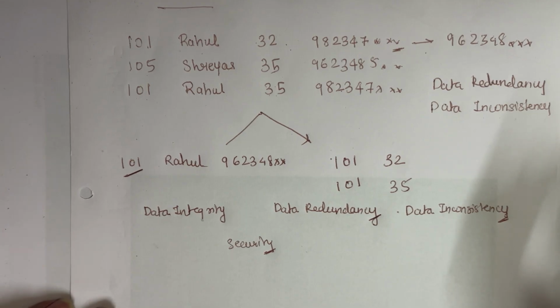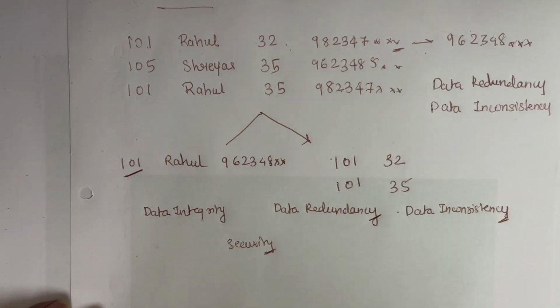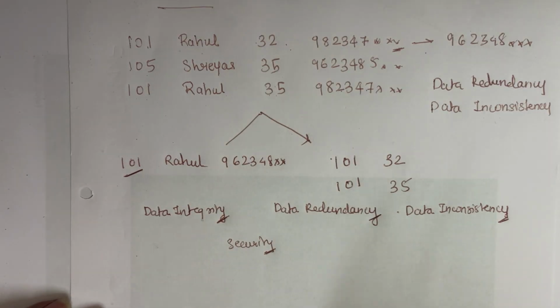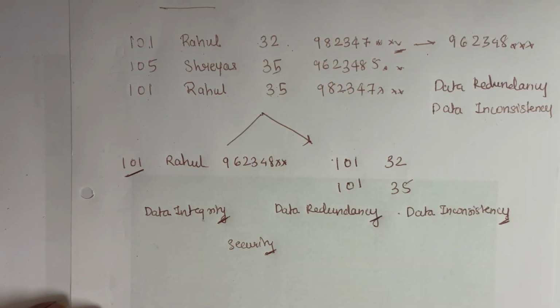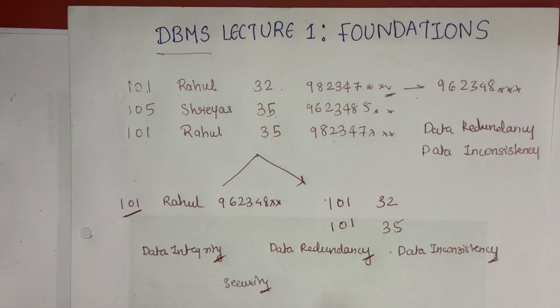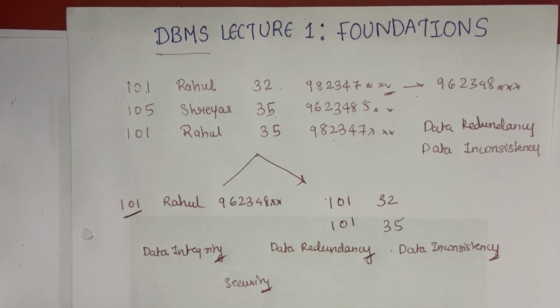What about data integrity? This means that the system will never allow a duplicate value. Integrity means there should not be any duplicate values which will cause the problem.